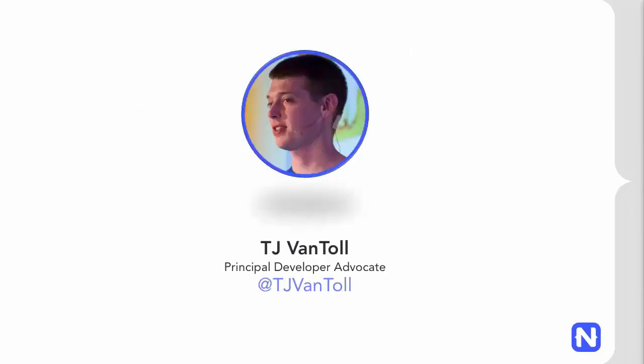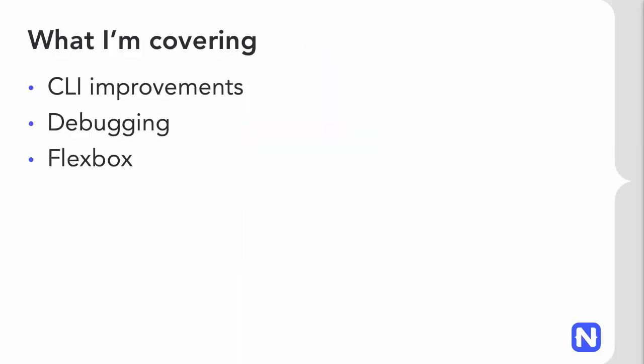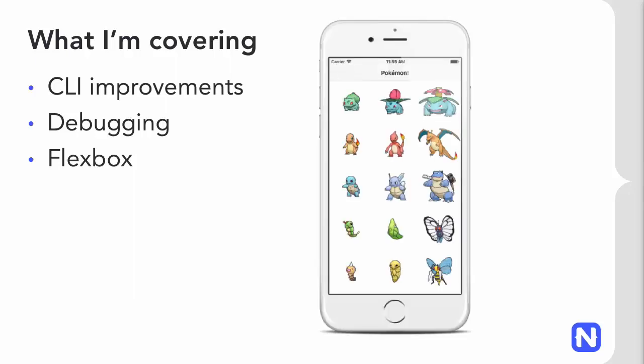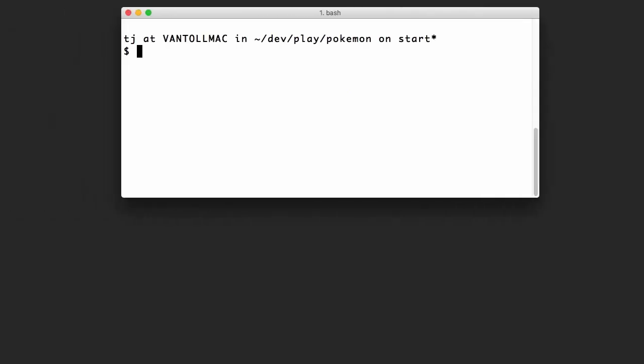Hey there, this is TJ from the NativeScript team. I'm going to kick things off today by covering a few new NativeScript features, including some CLI improvements we've made, as well as some new NativeScript debugging options that are now available. We'll take a look at these features while building a relatively simple Pokemon app that will show these features off in action. I've actually already gotten this app started to save us a little bit of time.